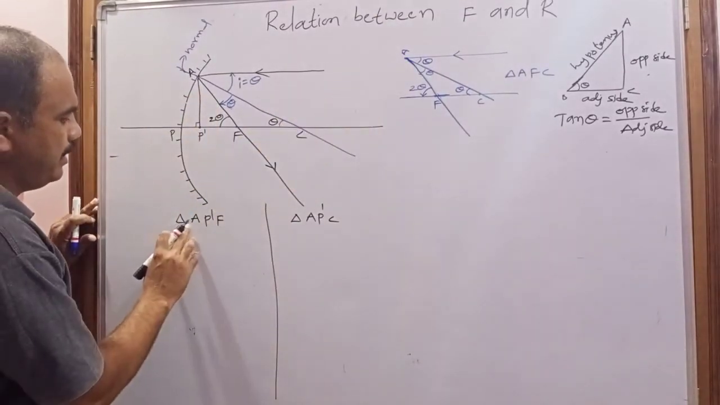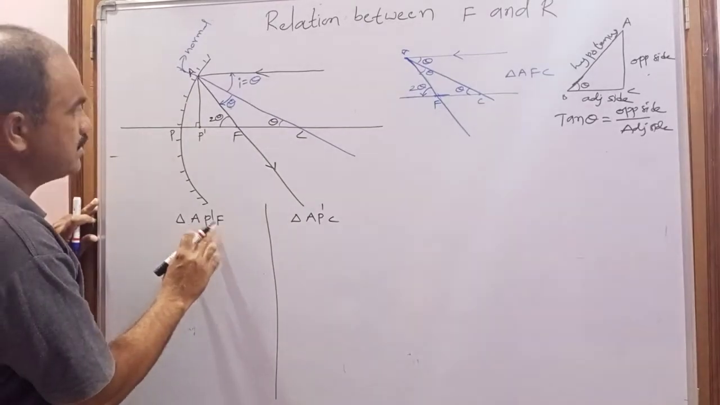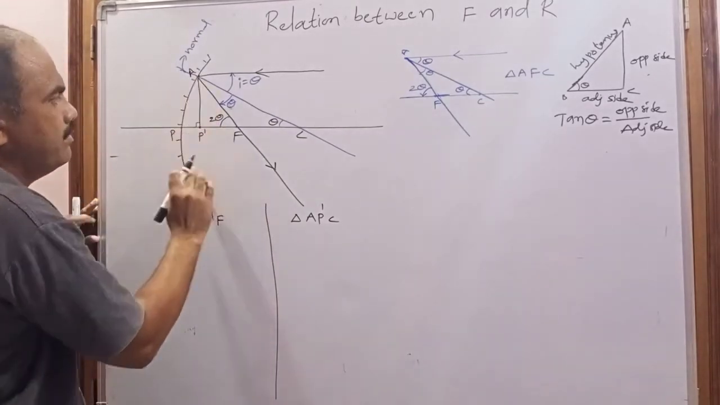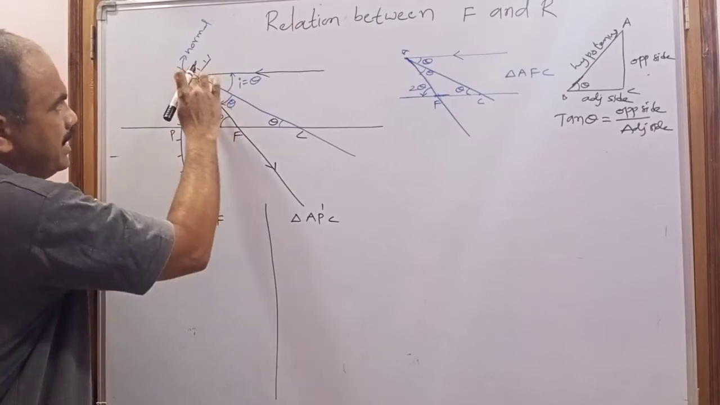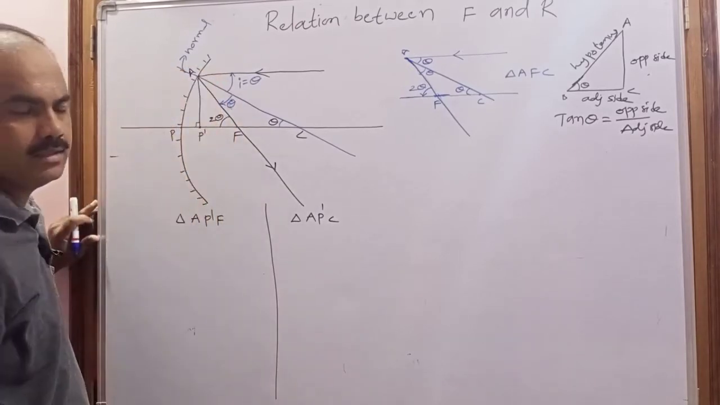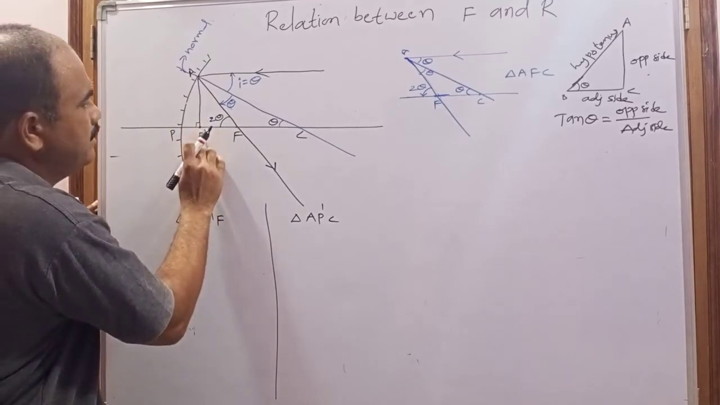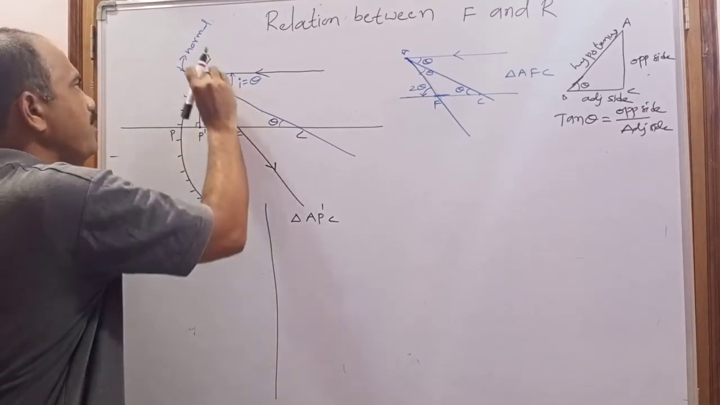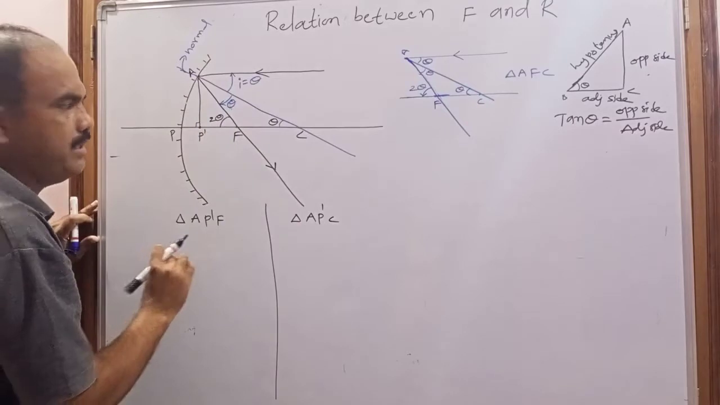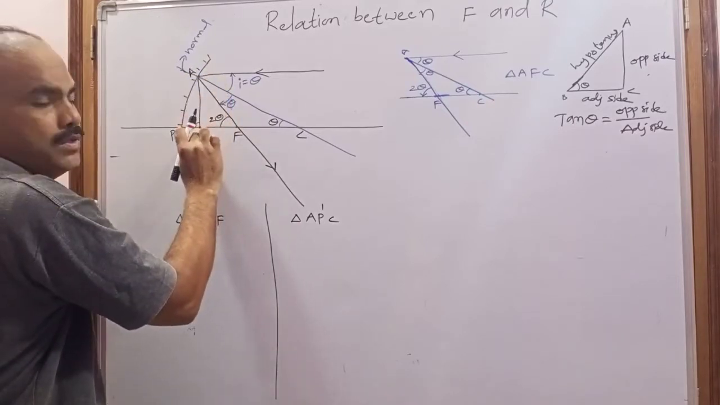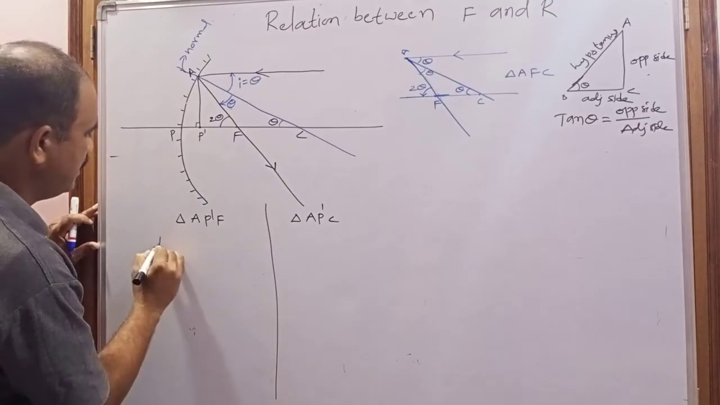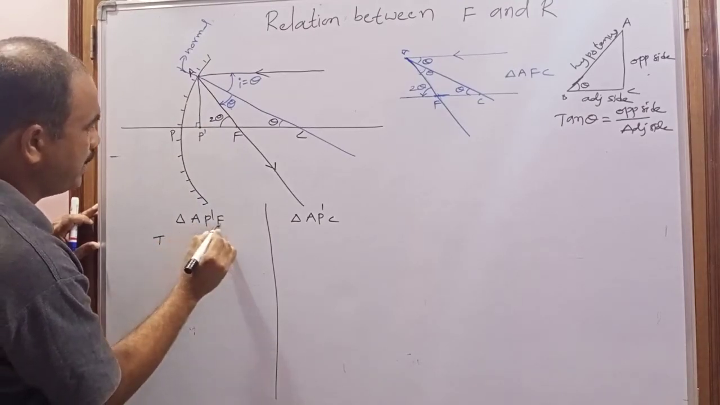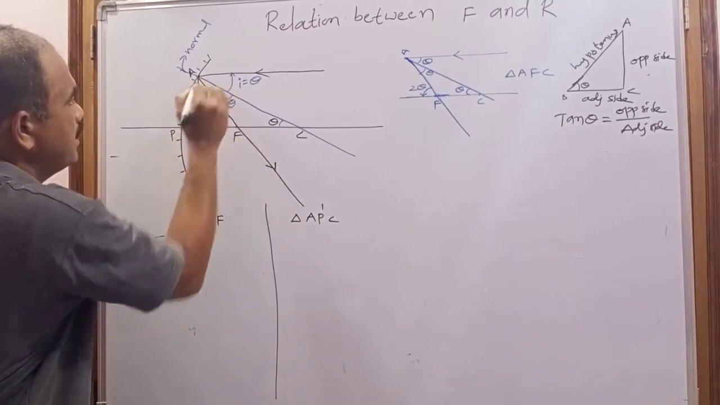Now I am taking the same tan theta here. In triangle AP'F, there is a theta. For this theta, the opposite side is AP' and the adjacent side is P'F, and now AF becomes the hypotenuse. So in this triangle AP'F, this is the smallest right angle triangle in this figure.